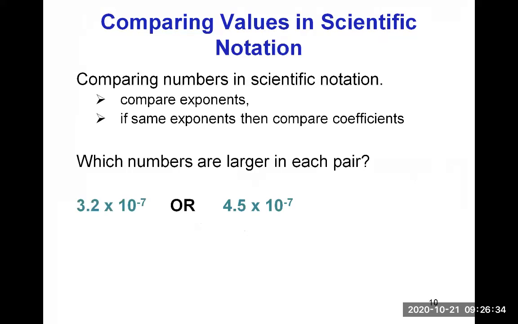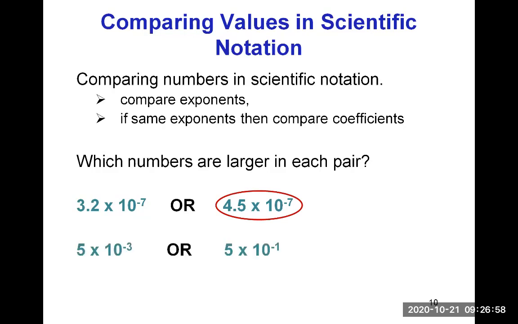3.2 times 10 to the negative 7 or 4.5 times 10 to the negative 7? Here the exponents are the same, negative 7. So then we need to compare the coefficients, because the exponents don't matter, they are the same. Between 3.2 and 4.5, 4.5 is the larger number.